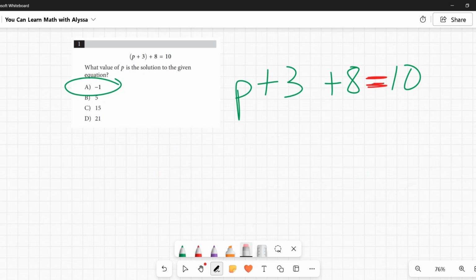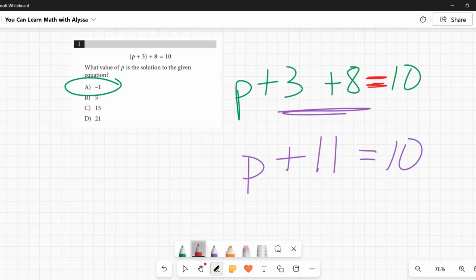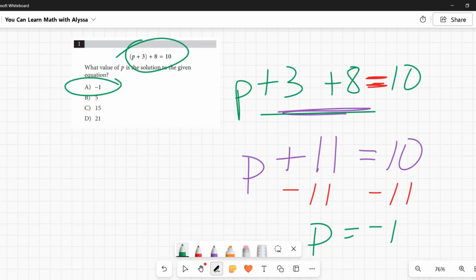So again, yes, in this particular one, if anyone says, well, could I have just ignored the parentheses and added those together? In this particular case, yes, I could have. P plus 3 plus 8 is p plus 11. And then undoing what's been done to p, I subtract 11 from both sides. Still have p on the left. 10 minus 11 is negative 1. See, I still got negative 1. But again, don't think you can do that in every one that has parentheses. This particular one you just could because they are both pluses, both addition.